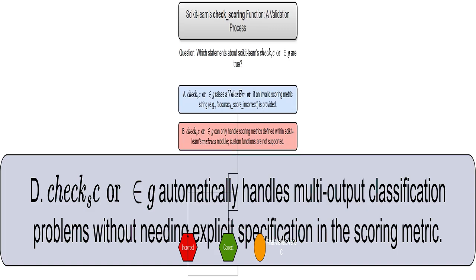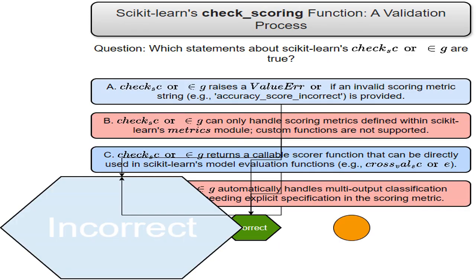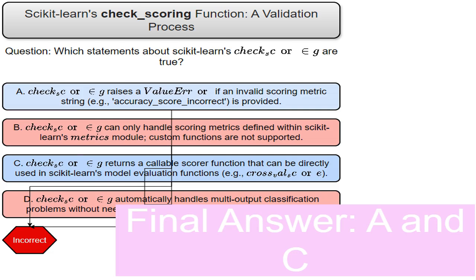Check_scoring won't automatically handle problems with multiple outputs. You'll need to explicitly tell it how to deal with multiple outputs using appropriate strategies or custom functions if you have such a problem. Statements A and C are correct. Statements B and D are incorrect. Therefore, the final answer is A and C.